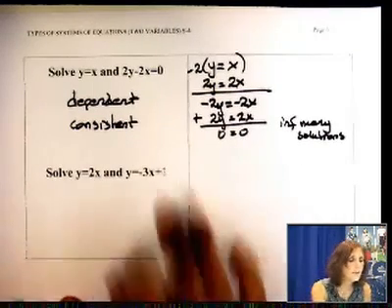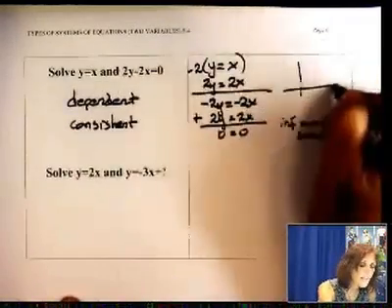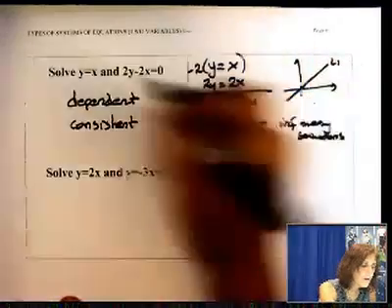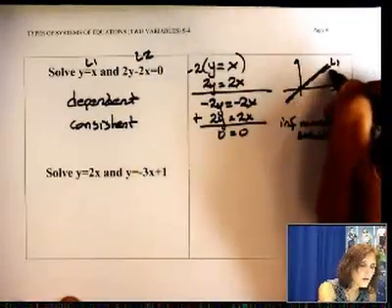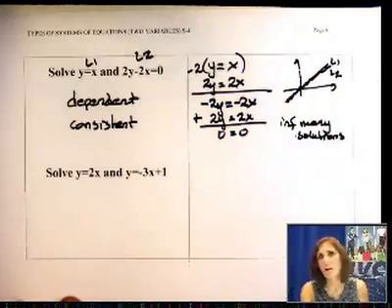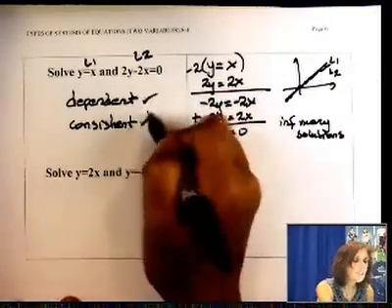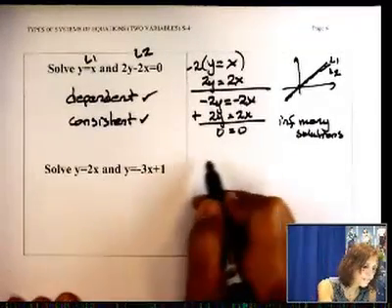Very good. Actually, those two graphs were on top of each other. The first one, and the second one is on top of the first one. So they touch each other at infinitely many points. Dependent, consistent. All right, let's look at the last one.